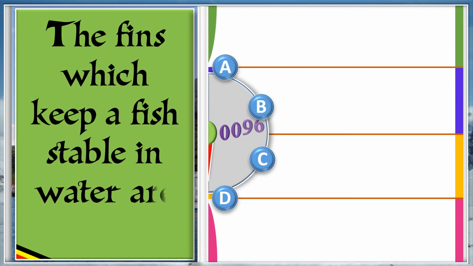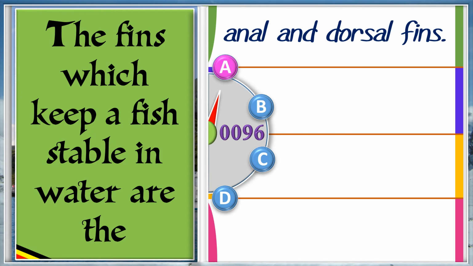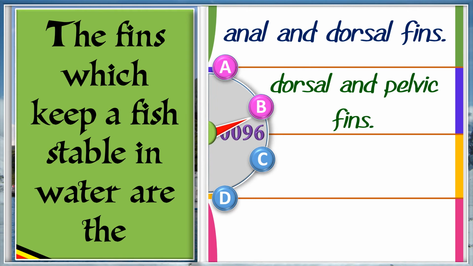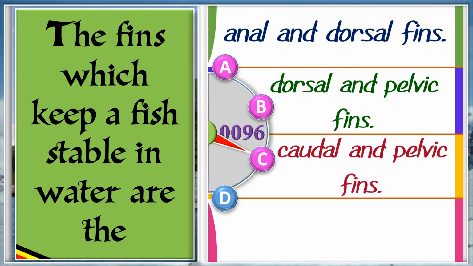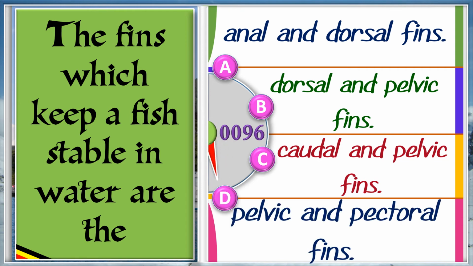Which fins keep a fish stable in water? A. Anal and dorsal fins. B. Dorsal and pelvic fins. C. Caudal and pelvic fins. D. Pelvic and pectoral fins. And the answer is A. Anal and dorsal fins.